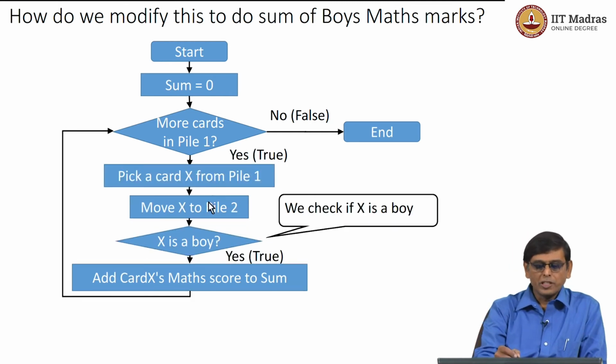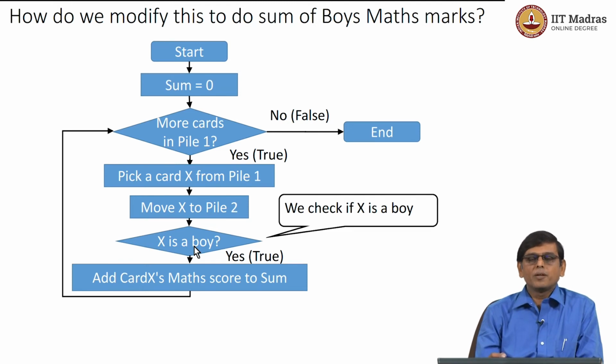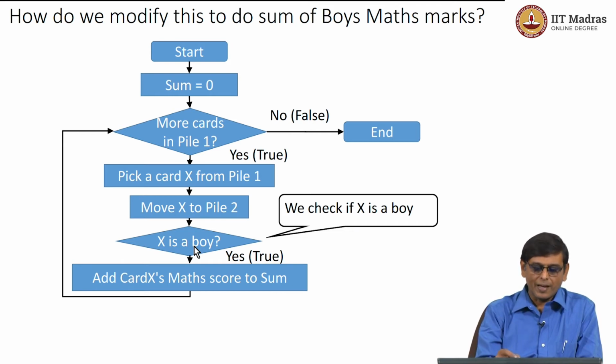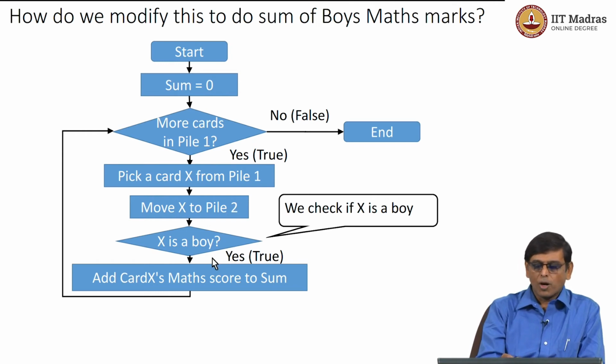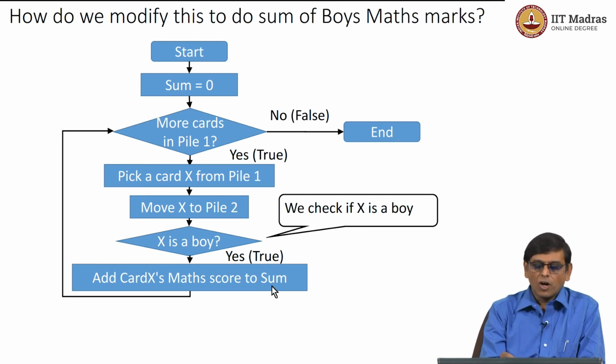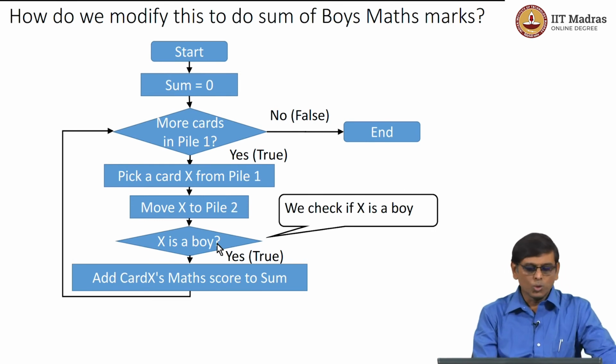Okay. I am moving these boxes so that I can create some space, and I have inserted a diamond box. And what are we checking inside the diamond box? We are checking whether the card X has boy written on it, which is M. In our case the card will have the gender M written on it. So, we are checking whether X is a boy or not. If X is a boy, then we continue through the process, which means that we add the maths marks to sum, but on the other hand if X is not a boy, then there is nothing to do really.